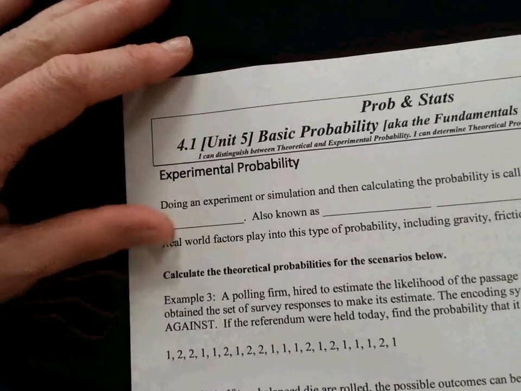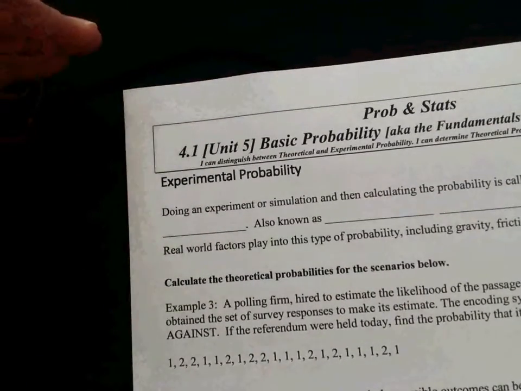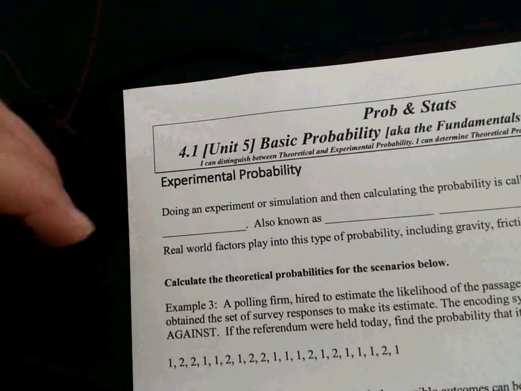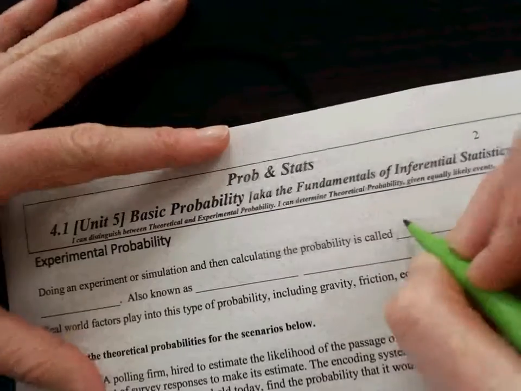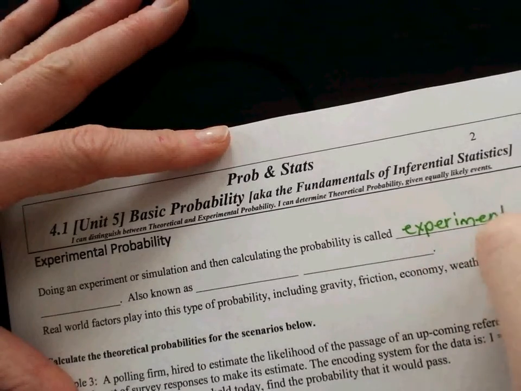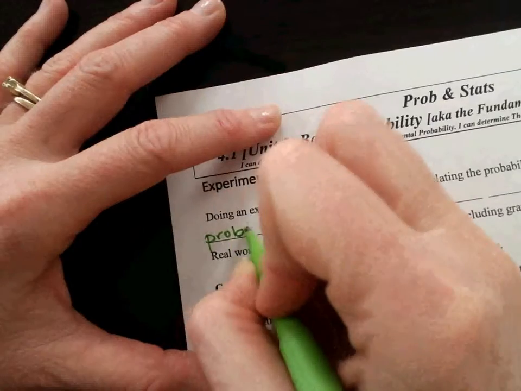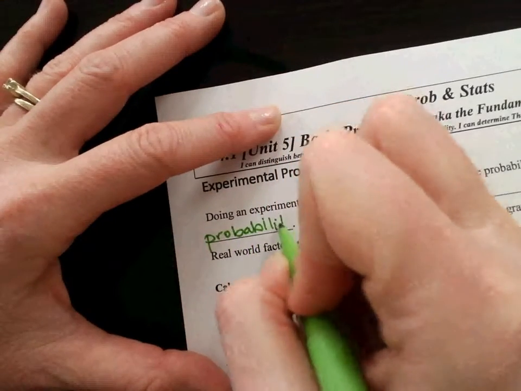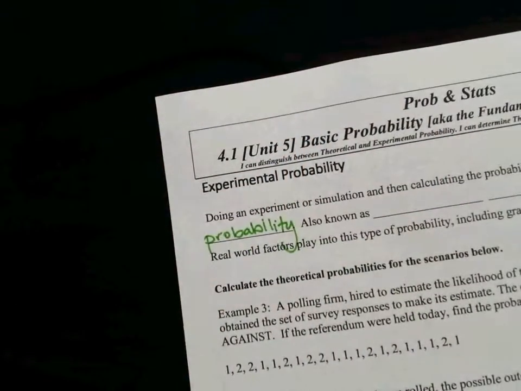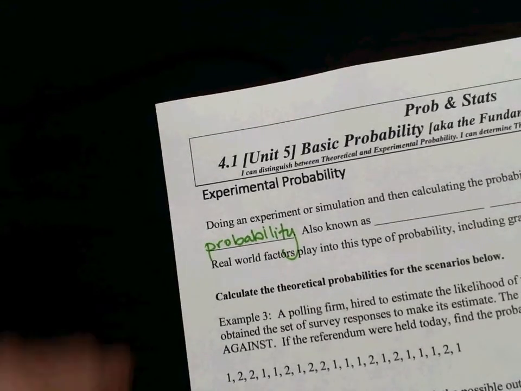Experimental probability. Let's talk about theoretical. Now we're talking about the experimental. Doing an experiment or simulation and then calculating the probability is called experimental probability, also known as simulated.